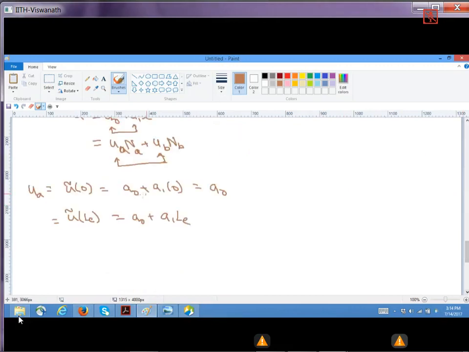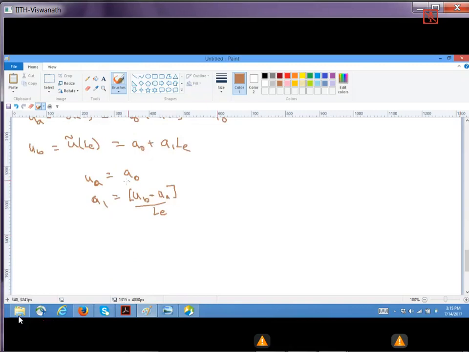which is uB. So now what I want to do is eliminate a naught and a1 and rewrite in terms of uA and uB using this set of equations. So uA is equal to a naught, or a naught is equal to uA. This is pretty simple. And a1 equals uB minus uA divided by Le. So I substitute this back. I'll rewrite it in this manner.